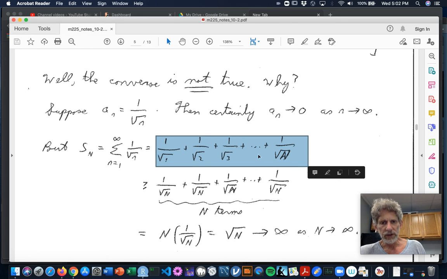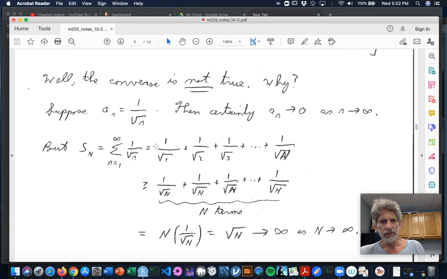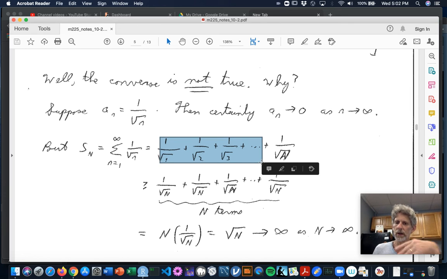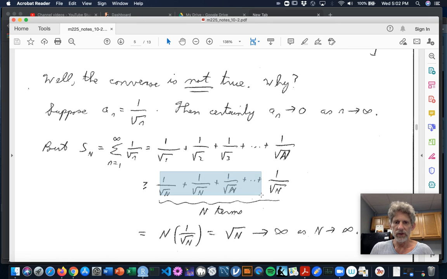One thing I notice is that each of these fractions, from here all the way up, is going to be bigger than or equal to 1 over root N. Because if I put a root N at the bottom, that's bigger than a root 1, it's bigger than a root 2, it's bigger than a root 3. And so each of the fractions all the way up to 1 over the square root of N minus 1 is bigger than 1 over the square root of N. And then this last one is just equal to 1 over the square root of N.